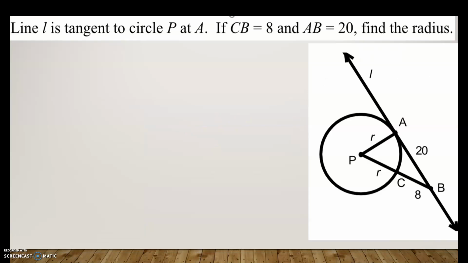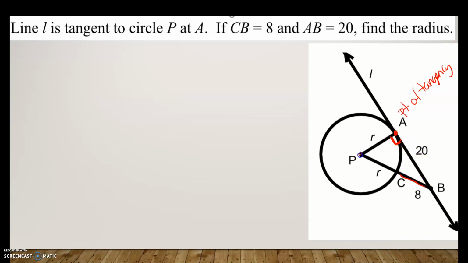My line L is tangent to circle P at A. So again, right here, that is your point of tangency, which means you're going to make a right angle right there at that point of tangency. And we know that CB, just this little guy right here, has a length of 8, and AB has a length of 20. We want to figure out what the radius is.